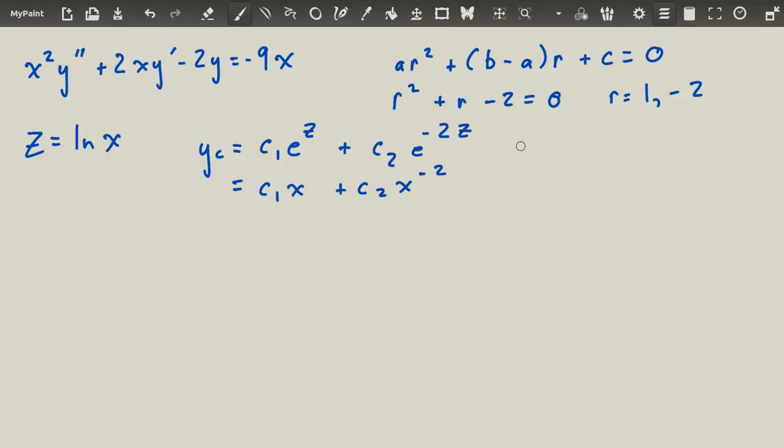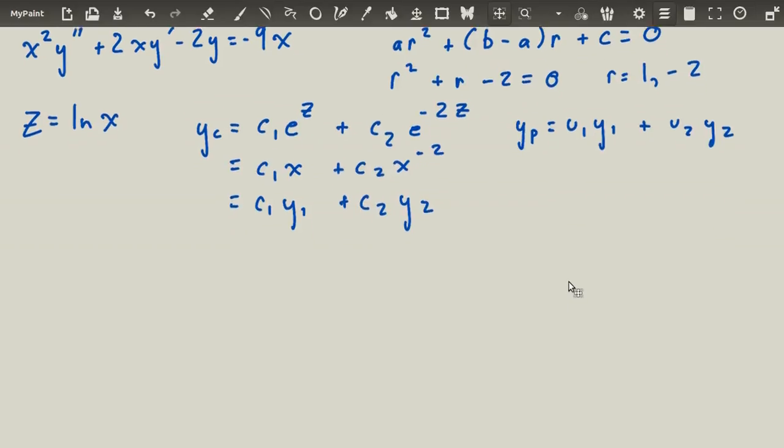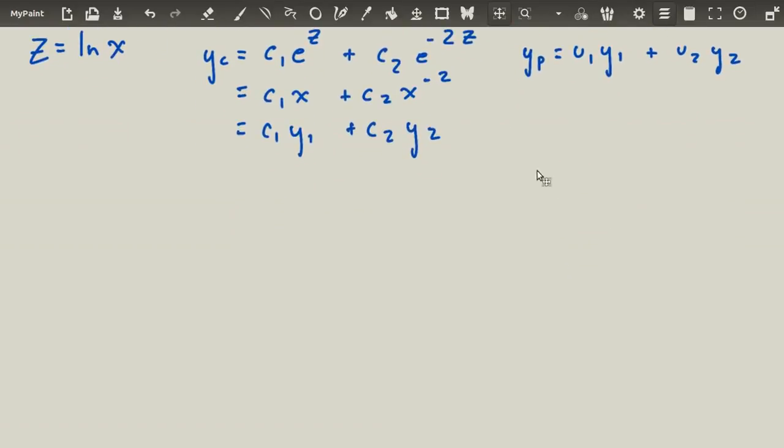Now we need to solve for our yp. So our yp is going to wind up being equal to u1 y1 plus u2 y2. And one thing to note is that this yc equation is actually equal to c1 y1 plus c2 y2. So that's from this equation here is how we get our y particular y1 values. Now to solve for u1 and u2, we are going to use our Wronskians.